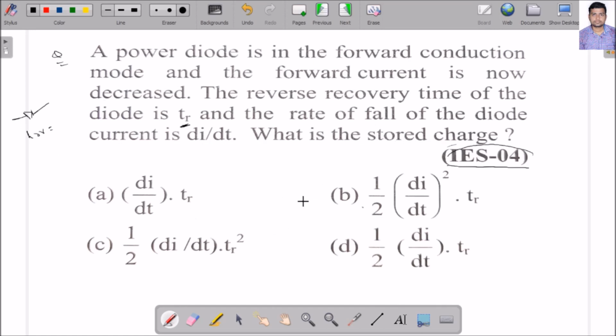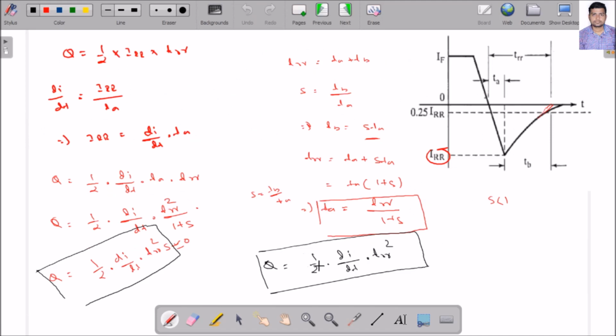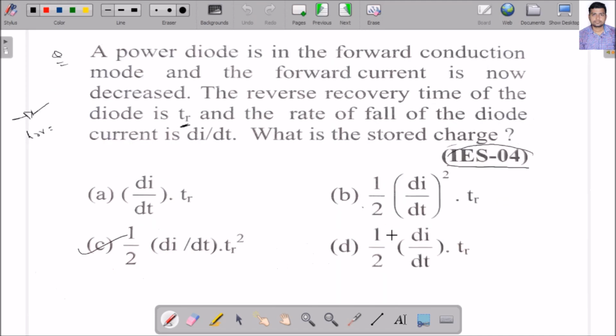Just now I have calculated what is the stored charge. It is directly proportional to TRR square and di by dt. So answer is C. Previously you have calculated Q equal to 1 by 2 di by dt TRR square. Then what is the stored charge here? Half di by dt TRR square.